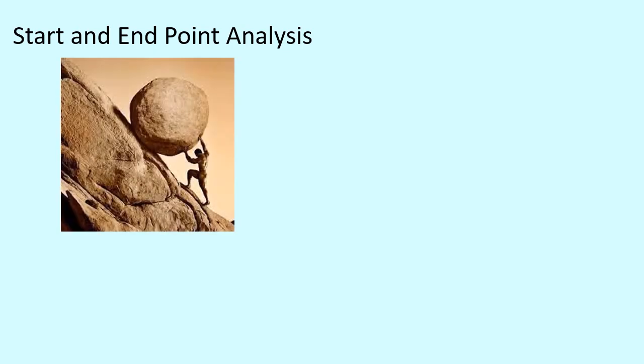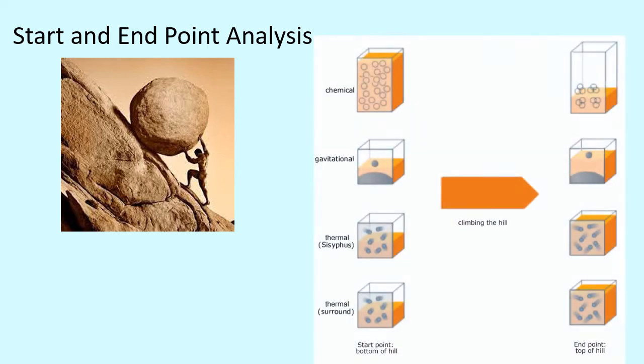So you can see a picture of a man trying to push a huge rock up a mountain. So let's see how the start point when he's at the bottom of the mountain and the end point when he's on the top of the mountain, they are going to differ. So at the bottom of the mountain, he has lots of chemical energy, okay, and the gravitational potential energy is also there slightly. The person has thermal energy and the surroundings also has thermal energy.